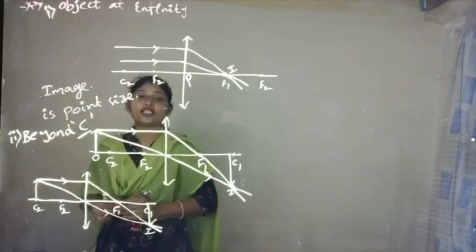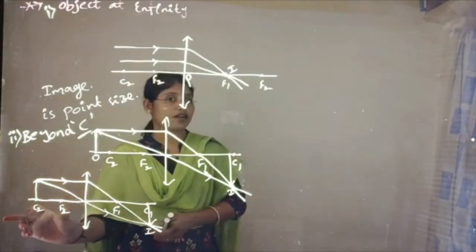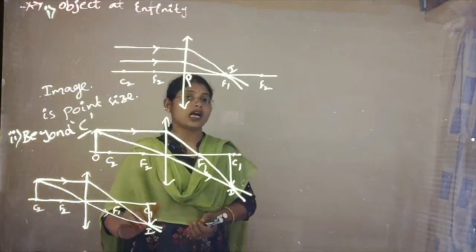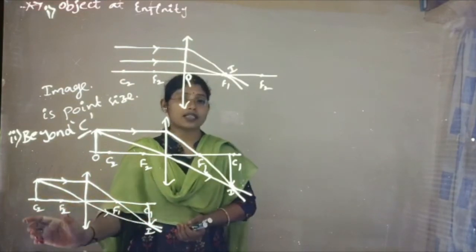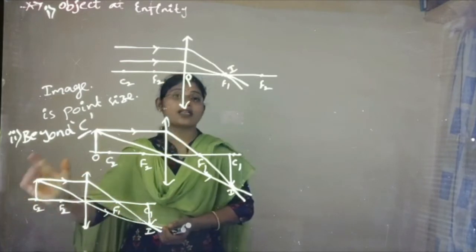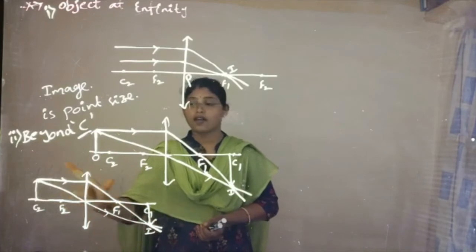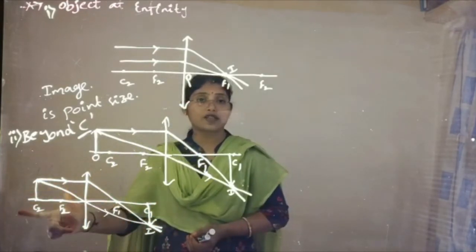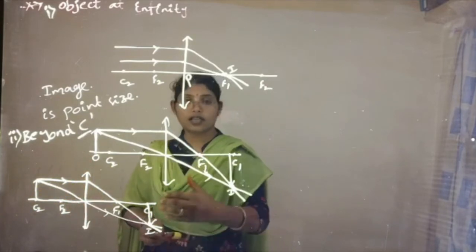So when the object is placed at C, meaning at the center of curvature, we are getting the image also at the center of curvature, and the image size and object size are both the same. Object size and image size are both the same when the object is placed at the center of curvature. That is the nature.